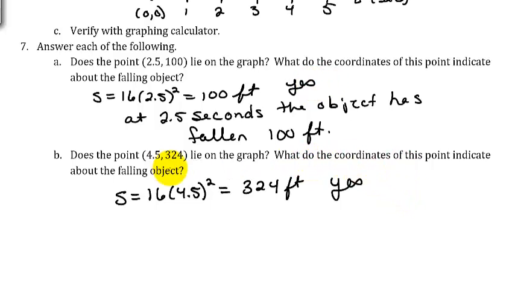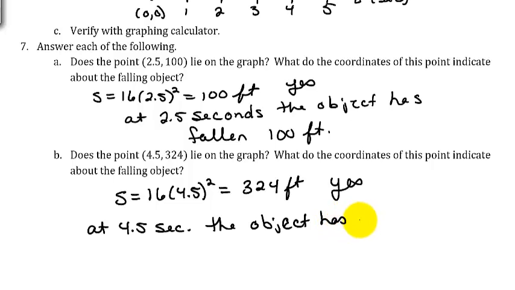What do the coordinates of this point mean about the fallen object? It means that at 4.5 seconds, the object has fallen 324 feet.